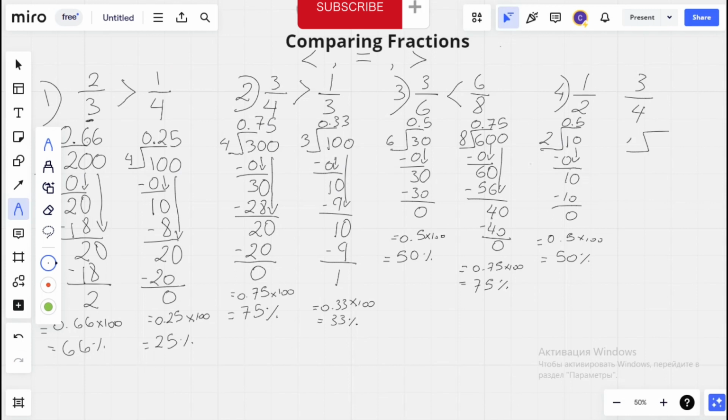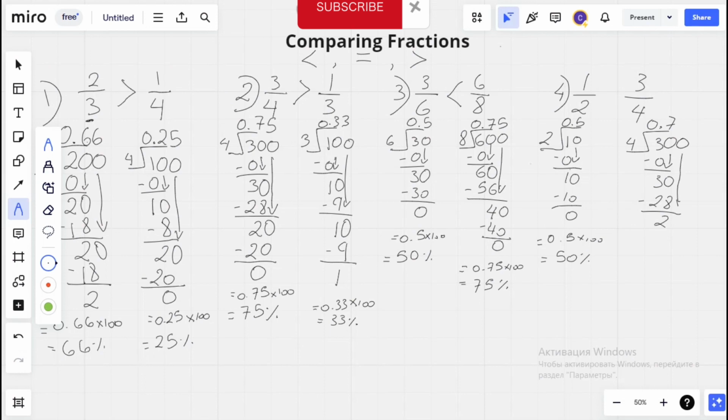Now let's do 3/4. How many 4's can you put in 3? 0. 0 times 4, 0. 3 minus 0 is 3. Now can you put 4 in 3? No, you can't. So you add the 0 and a decimal point. Bring down the 0. How many 4's can you put in 30? It is 7. Very good. 7 times 4 equals 28. That is 2. It's not a 0, so the division is not over.